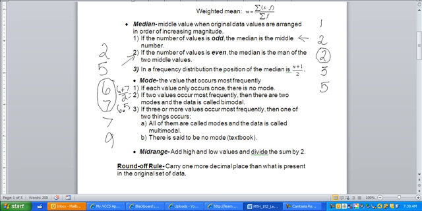In a frequency distribution, the position of the median is at location: you take the number of values plus 1 and divide it by 2. Let's see what would happen in this case if the number of values would be 5. Plus 1 would be 6, divided by 2 is 3, so it's the third number.